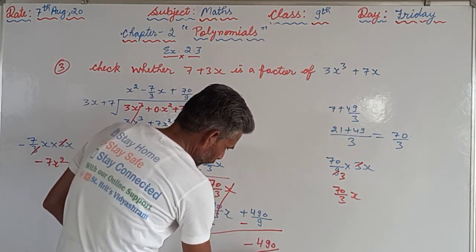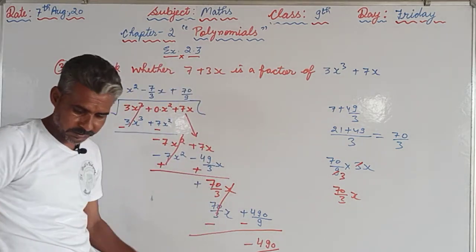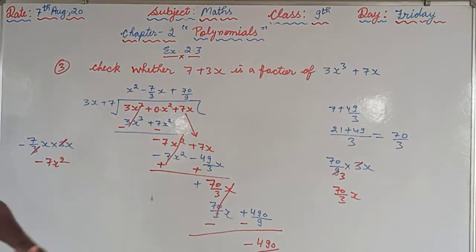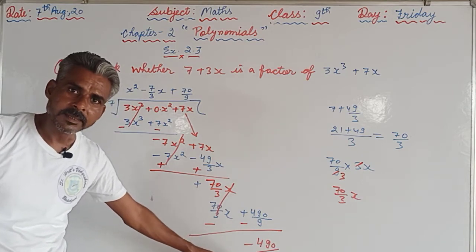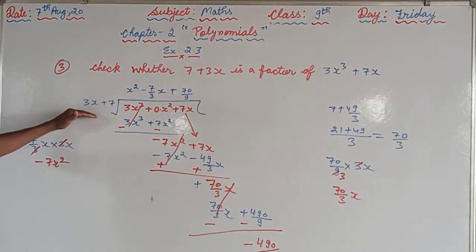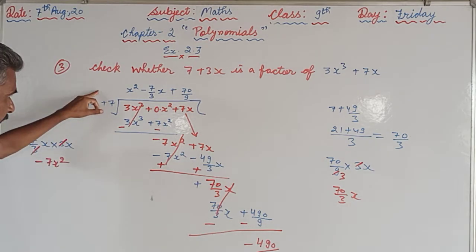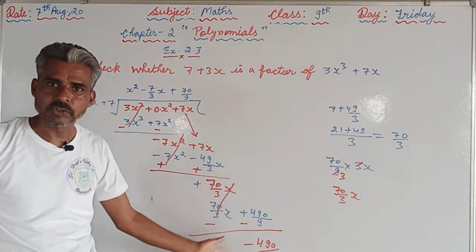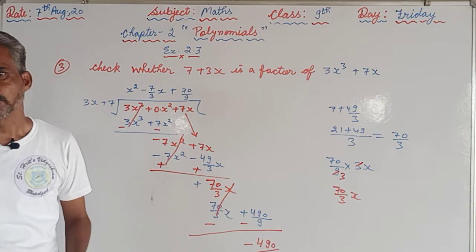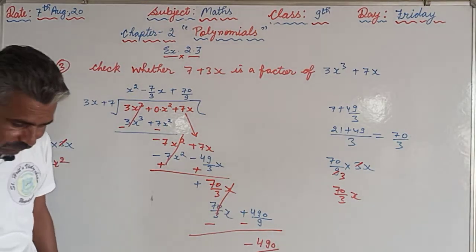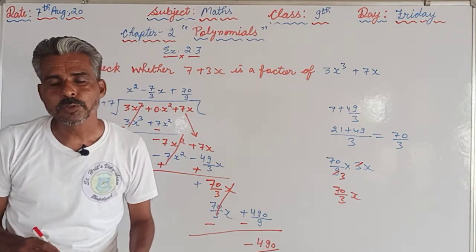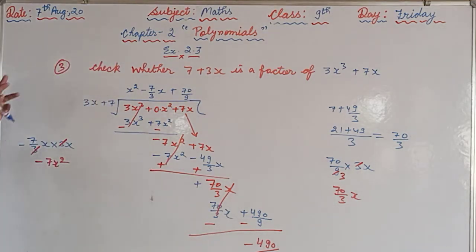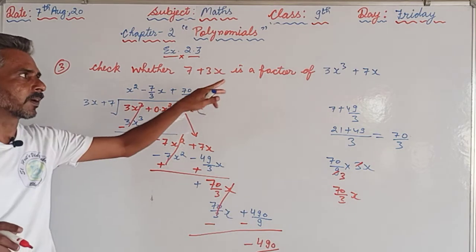Now this is the remainder. Why? Because now the degree of this expression is less than the degree of the divisor, because the degree of the divisor is 1 and the degree of the remainder is 0, because no variable is there. So it is not possible to proceed further in this division. Hence the remainder is non-zero, and we will say that 7 plus 3x is not a factor of 3x cube plus 7x.